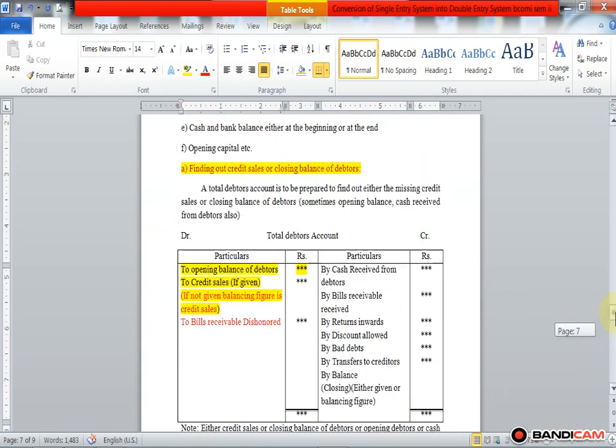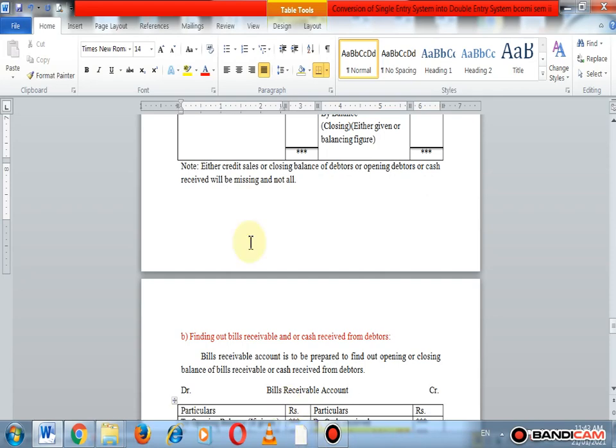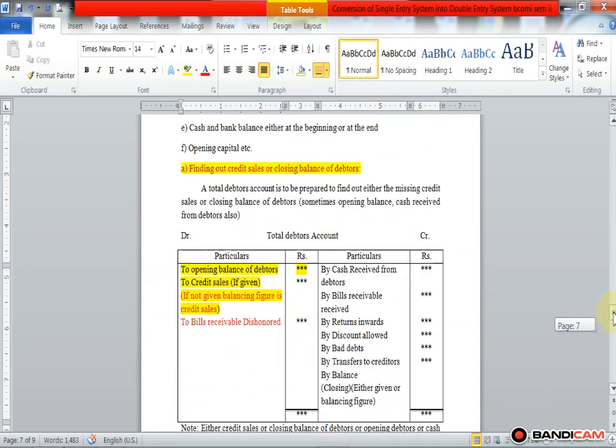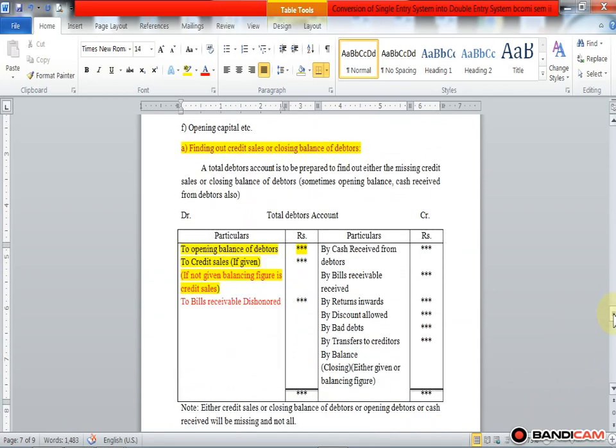Remember that when we convert single entry into double entry, each and every transaction has a dual aspect. Credit sales also affects the trading account, and bills receivable affects both the debtors and bills receivable accounts. Each transaction has a dual effect in the double entry system. So these are all transferred to the debit side of the total debtors account.